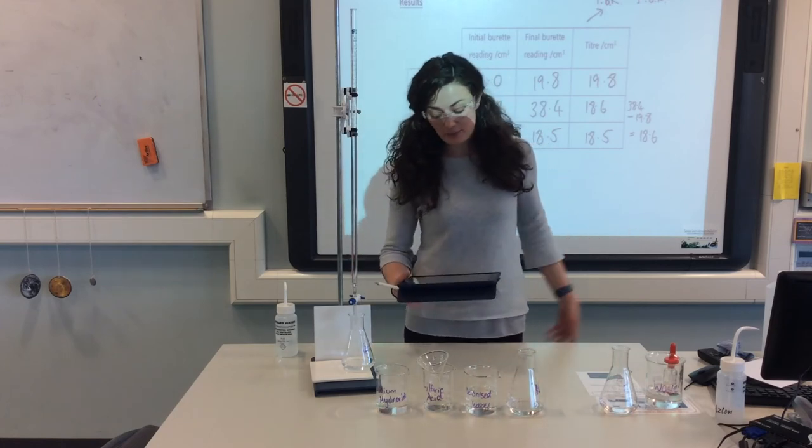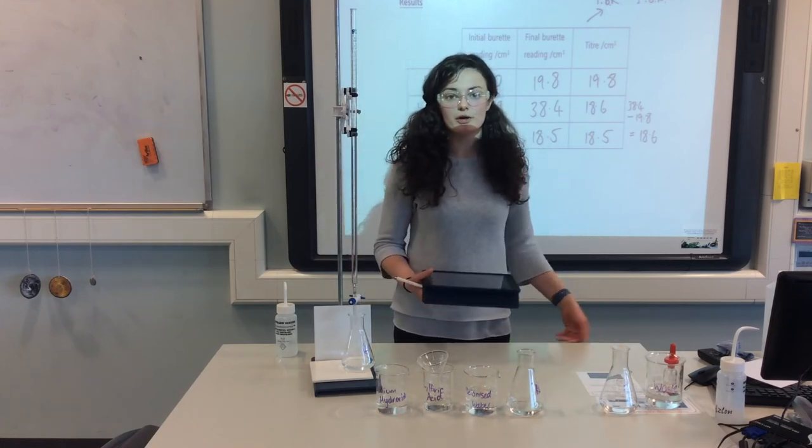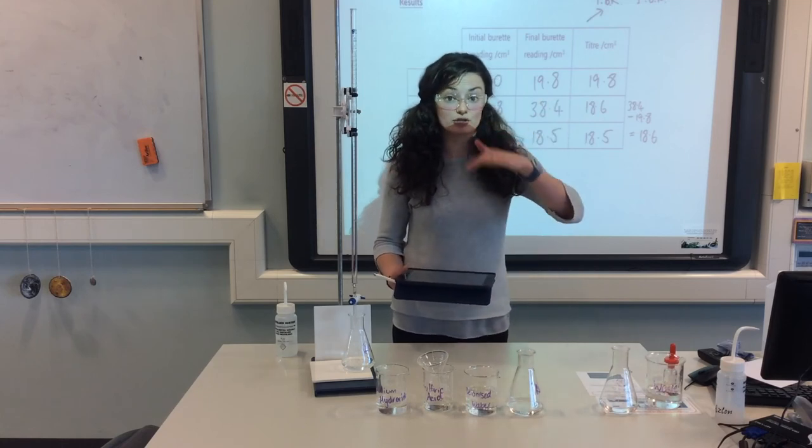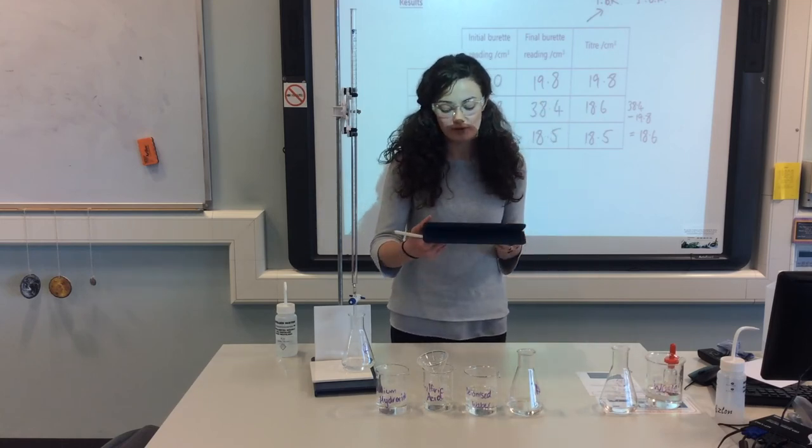If we got, say for example, even 18.3 or 18.4, we would have to repeat it again until we got two results that were within 0.1 of each other.